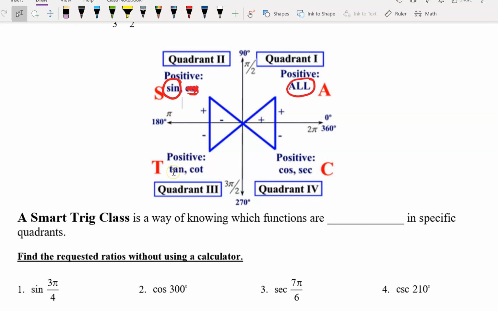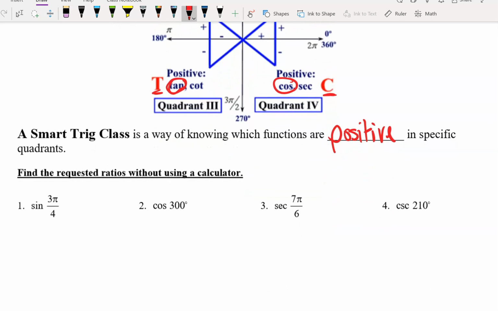The only one of sine, cosine, and tangent that is positive in the third quadrant is going to be tangent. So a smart trig class, we know tangent is going to be positive in the third quadrant. And then the C tells us that cosine is positive in the fourth quadrant. So a smart trig class is a way of knowing which functions are positive in specific quadrants.